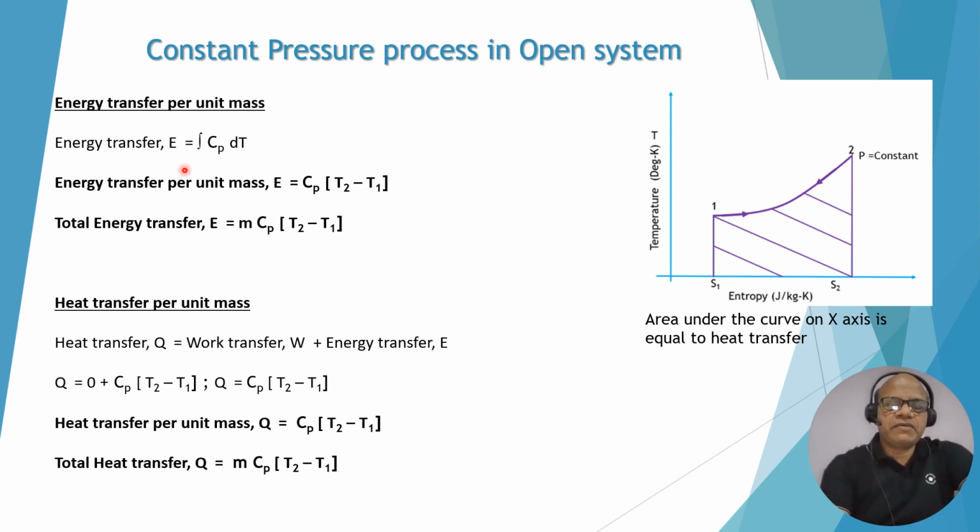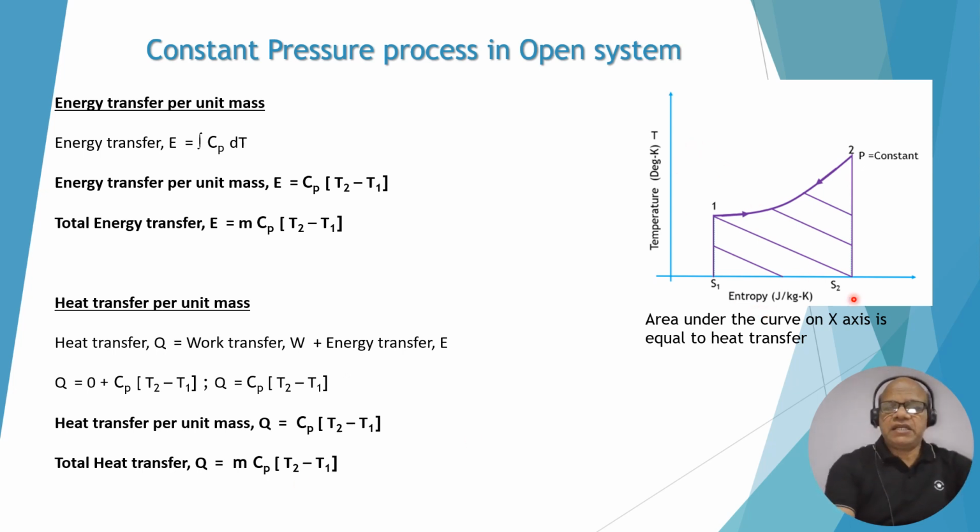Now energy transfer, you can write Cp dT, because for the open system it is enthalpy change, so you can write Cp T2 minus T1. This is for per unit mass. For total mass, you have to multiply M into E, that is M Cp T2 minus T1. Again, as per the first law of thermodynamics, you have to add W plus E. W is 0 for open system. So Q is equal to Cp T2 minus T1. So heat transfer per unit mass is Cp T2 minus T1. For total, you have to just multiply M.